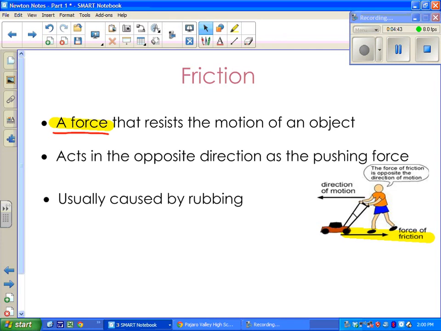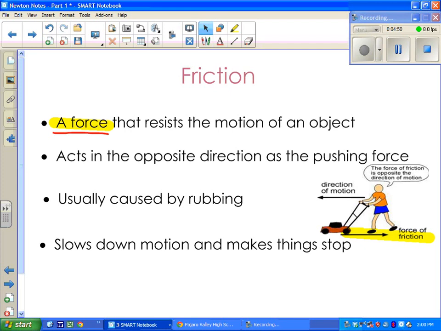Friction is usually caused by rubbing. So when things rub or drag, that's going to cause friction, and it slows things down and makes things stop. Because of that rubbing, because of that force, it's going to slow things down and make them stop. And it generates heat.